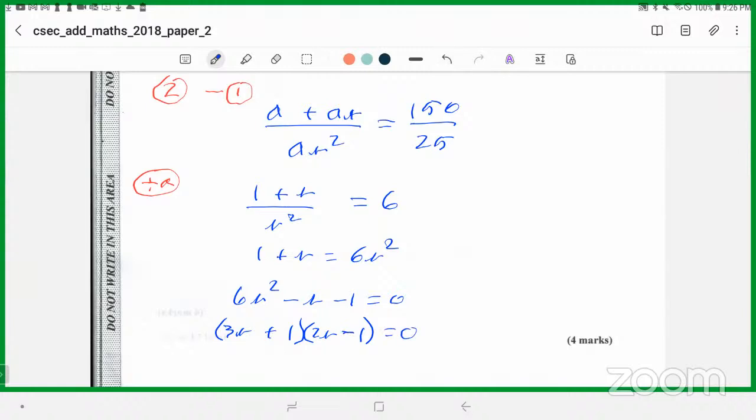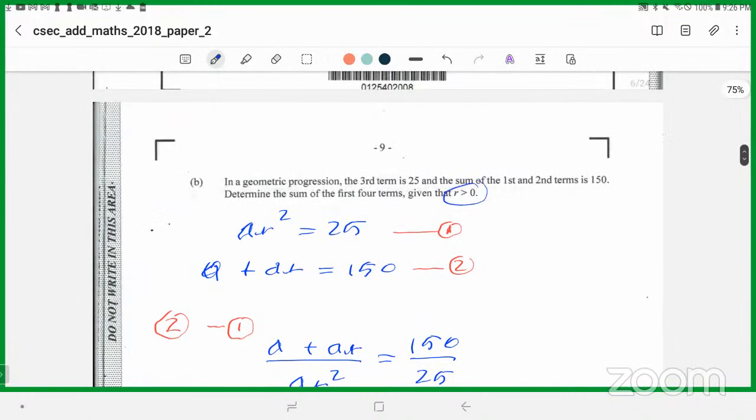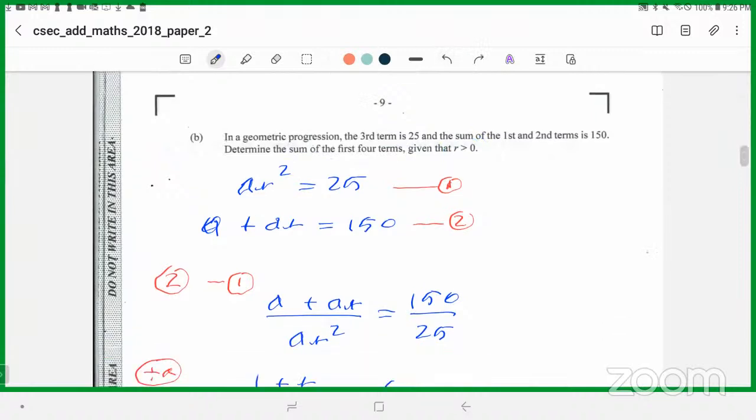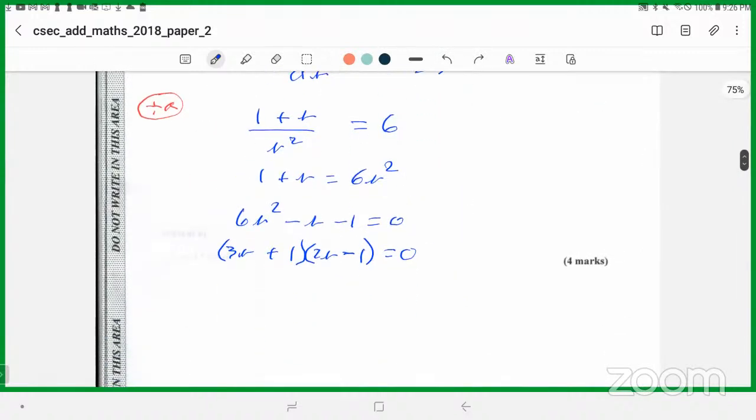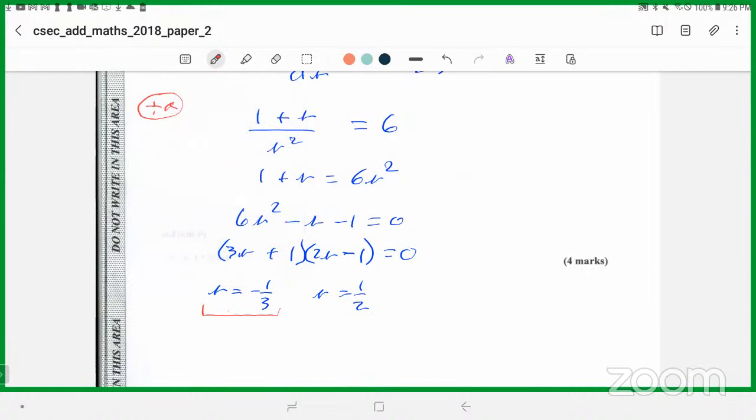They did give us some condition on the R. They said the R must be greater than 0. And they want us to determine the sum of the first 4 terms. That's what they want, right? So we're doing it by finding R first. So this is going to give me R equals negative a third. This is going to give me R equals half. This one is not valid because R must be greater than 0. And so the R is equal to half.